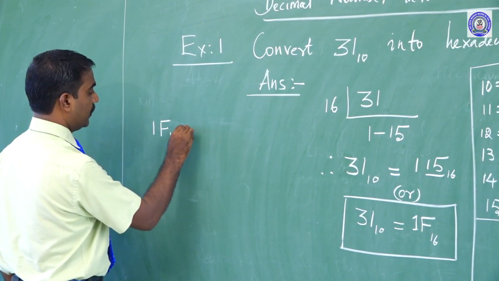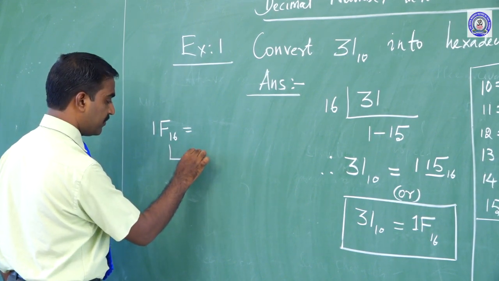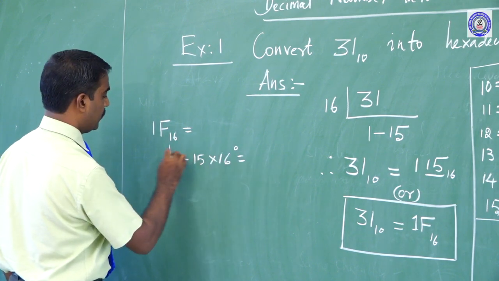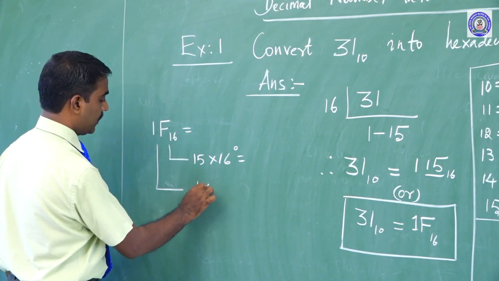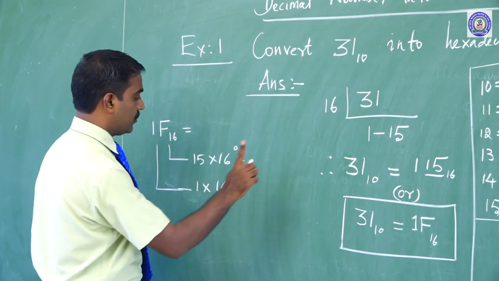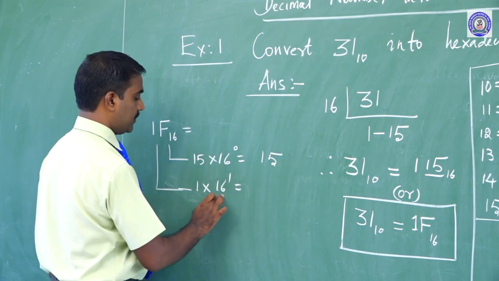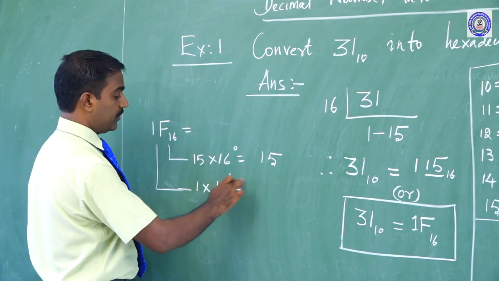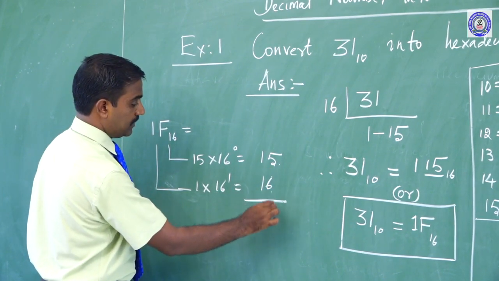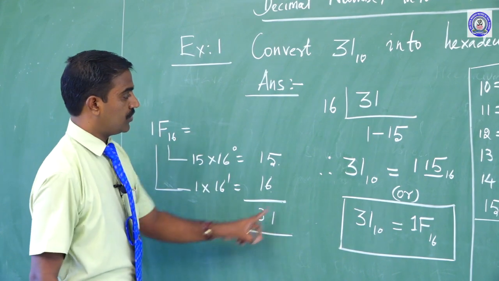Okay, equal to, how sir? Here we know F means 15 into 16 to the power of 0, and here 1 into 16 to the power of 1. Anything to the power of 0 is 1, so 15 into 1 is 15. 16 to the power of 1 is equal to 16. Clear? So 5 plus 6, 1, here 3, 31. So the question came.